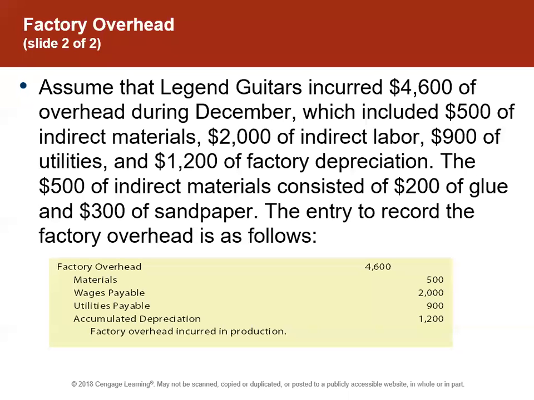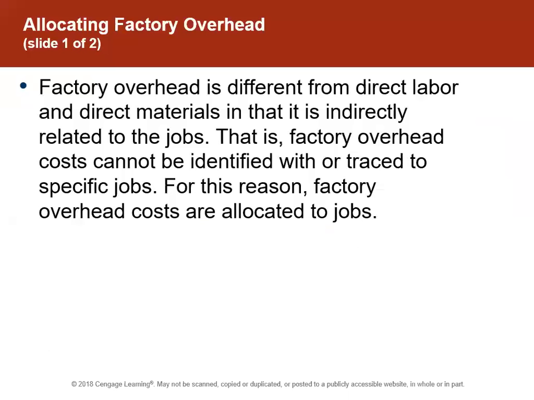So those are all of our factory overhead costs, and they're showing you what they credited here. Materials got credited for indirect materials, wages payable got credited for indirect labor, utilities payable for lights and all of that, and then accumulated depreciation got credited for the factory depreciation. So that's kind of new, we didn't do that last chapter. Okay. So again, factory overhead is different. It's an indirect cost. All of our factory overhead are indirect costs.